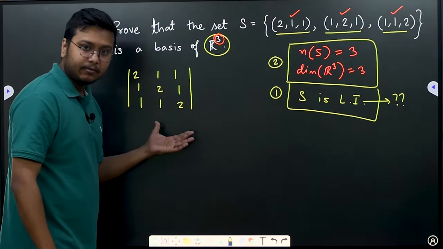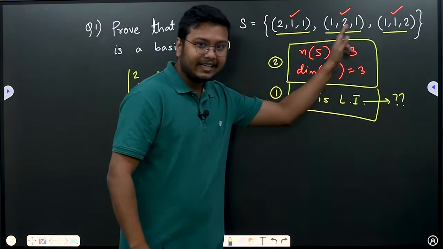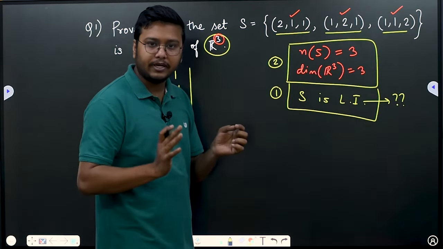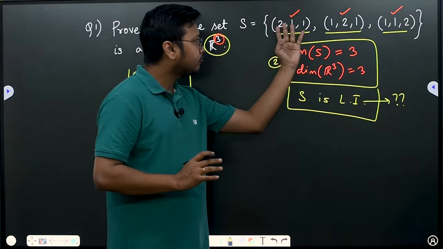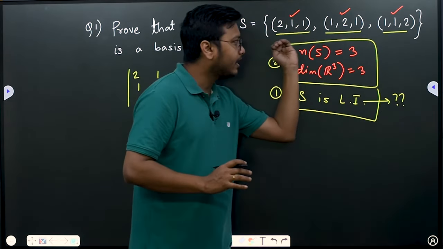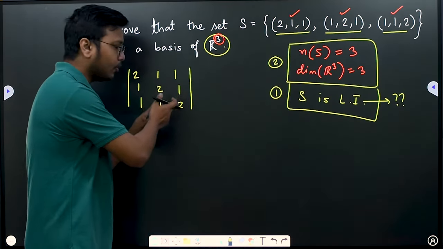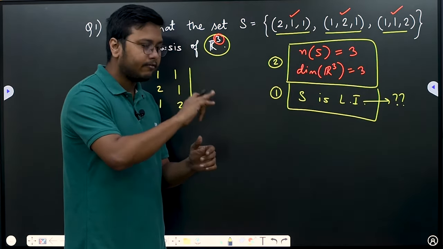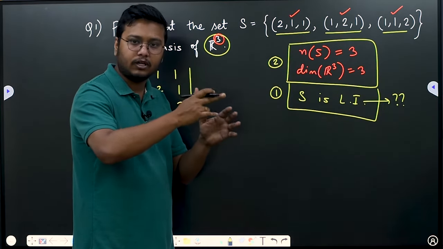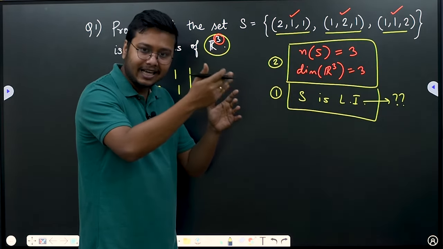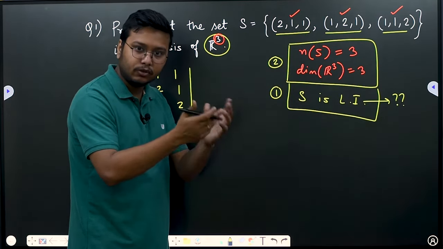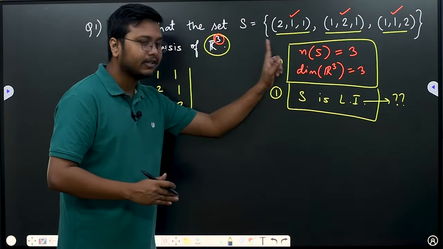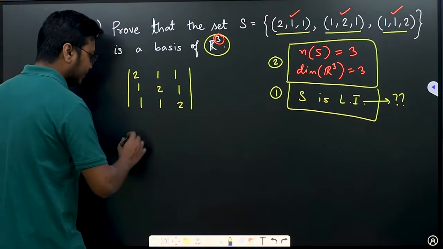We could take the determinant because the cardinality is matching with the number of elements in each of the particular element, right? If this was a four-dimensional coordinate and we had three elements, then it was not possible to take the determinant. Then we have to go by the traditional way where we would take c1 alpha 1 plus c2 alpha 2 plus dot dot dot equals theta and check whether the constants are zero or non-zero. That would have been the traditional way, but this is faster when the cardinality is matching, right?